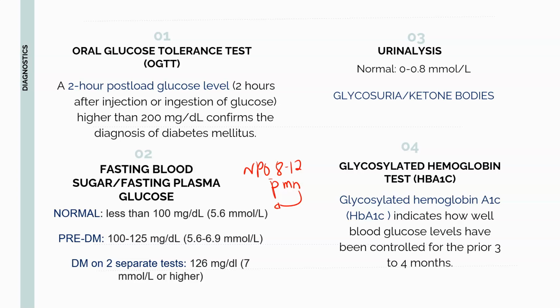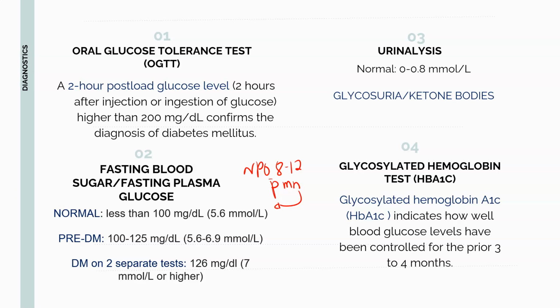And then, FBS again, with a higher value on two separate tests, 126 milligrams per deciliter, that's 7 millimole per liter, or higher than that, you are confirmed to have diabetes mellitus. Usually, what the doctor says here is, even at PDM, you are already given oral hypoglycemic agents or medications which try to decrease your hyperglycemic episodes so you can control it. And you have to take it for like 3 months.